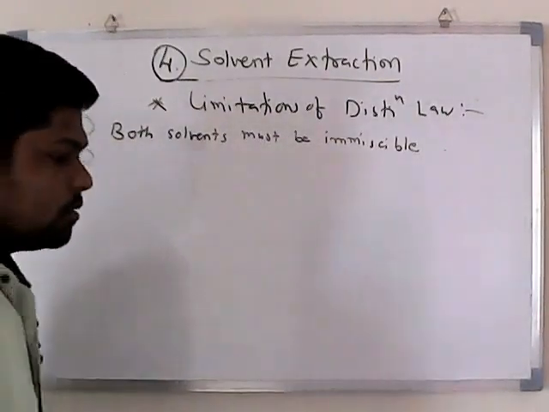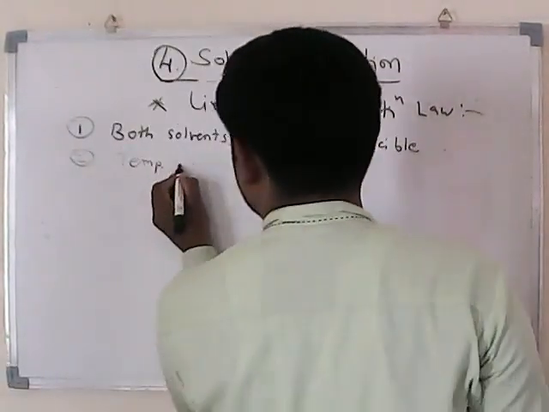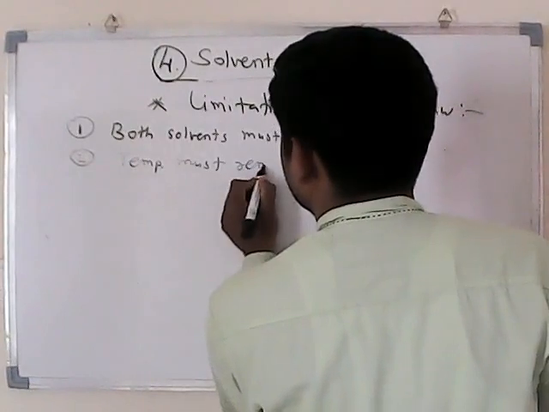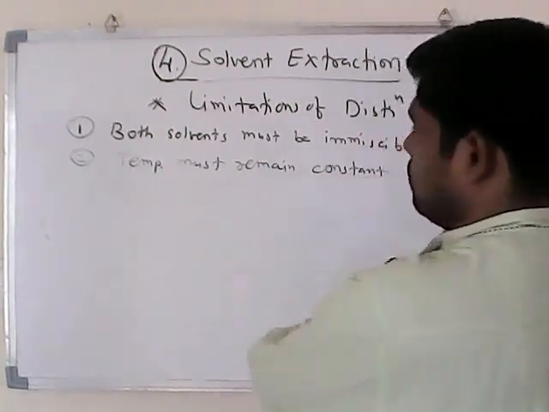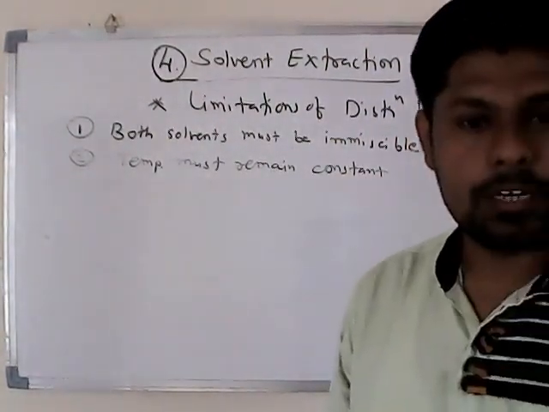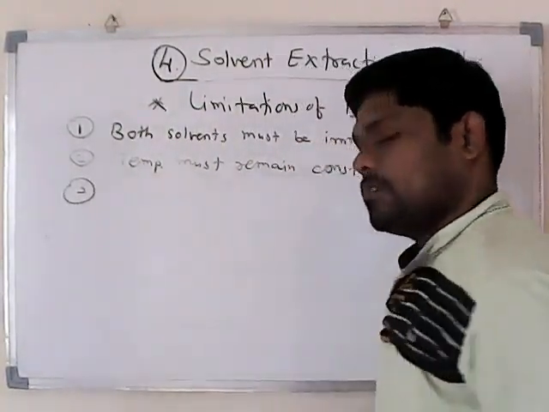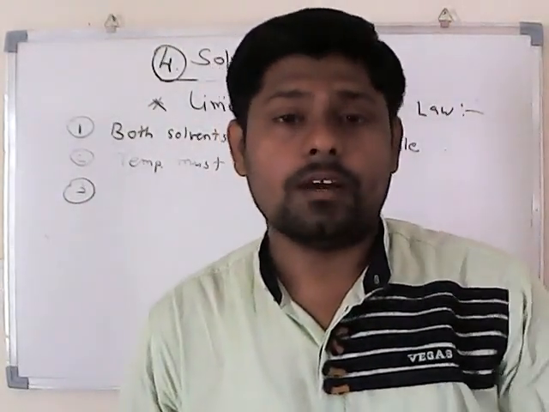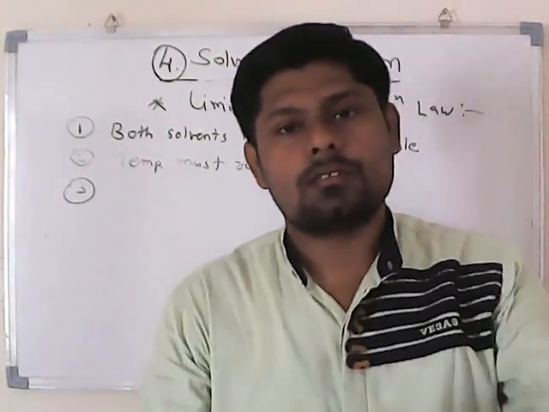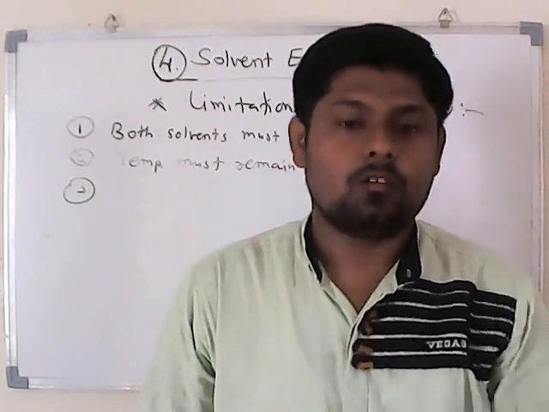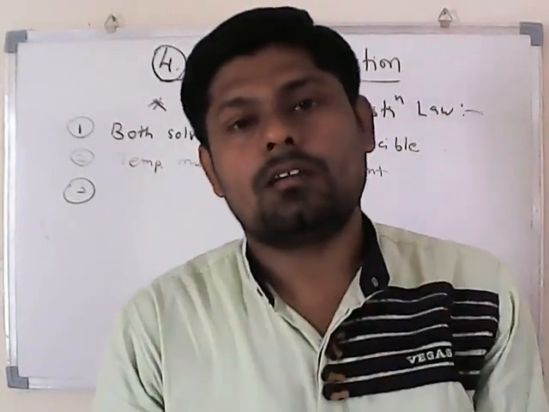So limitation number two, the temperature must remain constant. That is the second limitation. Temperature must remain constant. Okay, if you change the temperature, what happens? Why does temperature affect the law of distribution? You know, when you dissolve a substance in a solvent and you give heat or raise the temperature, what happens? The solubility is increased. The solubility of that organic substance in a particular solvent is increased.